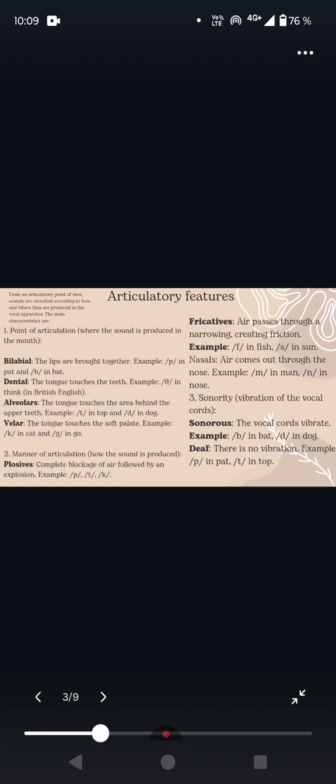Sonority, vibration of the vocal cords. Voiced sounds: the vocal cords vibrate. Example, B in bed, D in dog. Voiceless: there is no vibration. For example, P in pet, T in top. So these are the articulatory features.